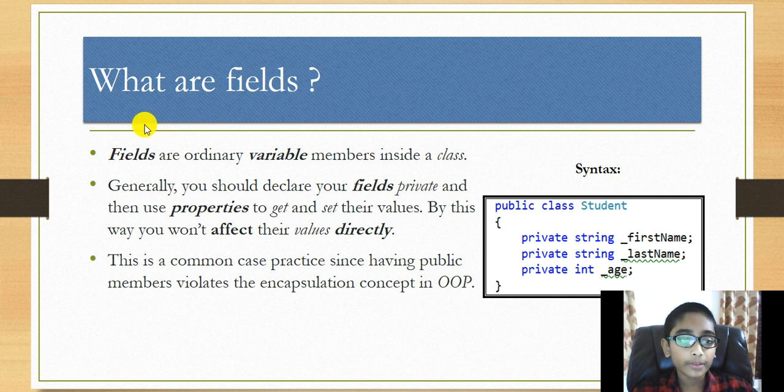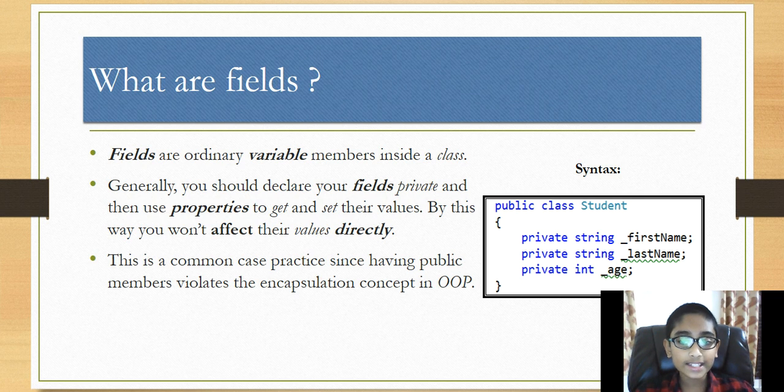You'll already be familiar with that fields are just ordinary variable members inside a class. So generally you should declare your fields as private and then use properties to get and set their values. This way, you won't affect their values directly. I'll show you that in the Visual Studio demo. This is a common best practice since having public members violates the encapsulation concept in object-oriented programming, or OOP.